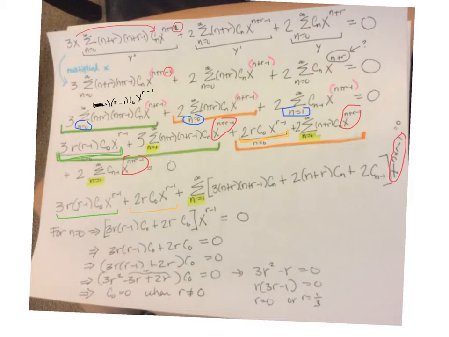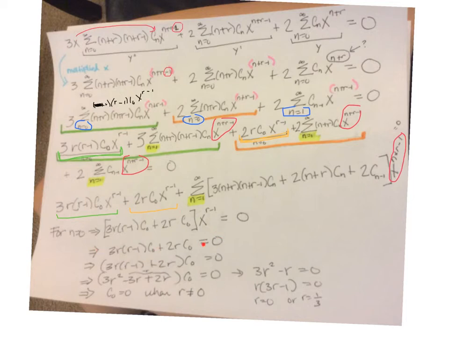So I have for n equals 0, if it starts at 0, we have this one, and then of course when n equals 1. For n equals 0, I'm just looking at this part. And notice that there's a factor of x to the r minus 1 in common, so I just factored it out. And the rest is just algebra.